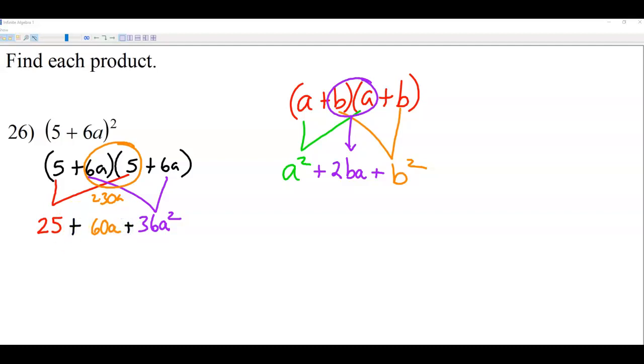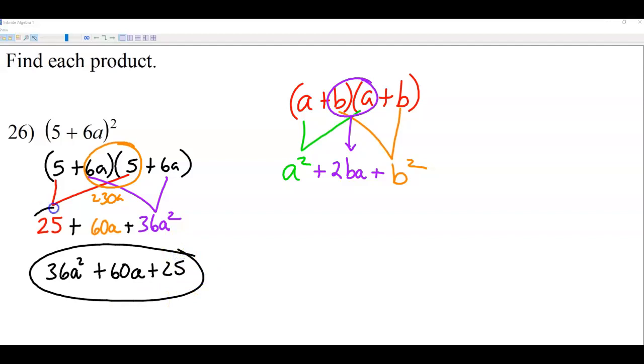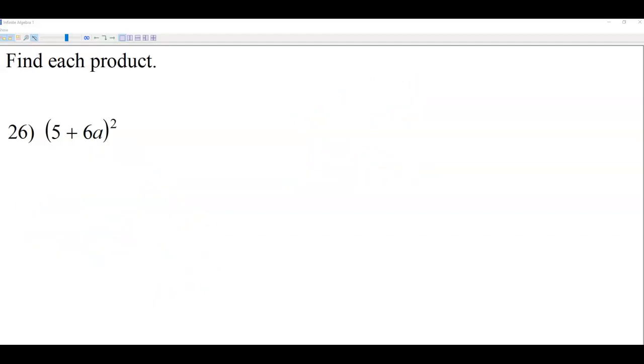Now it's possible that the answer will be written in descending order, so they might put the 36a squared first, followed by the 60a, followed by the 25. But either way, that looks like a good answer to me.